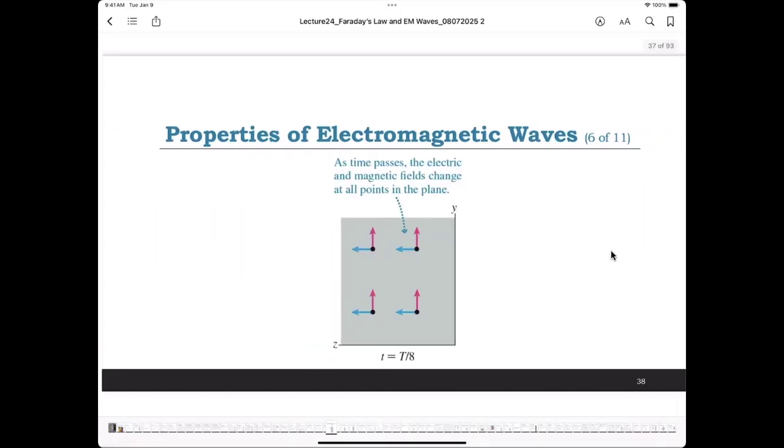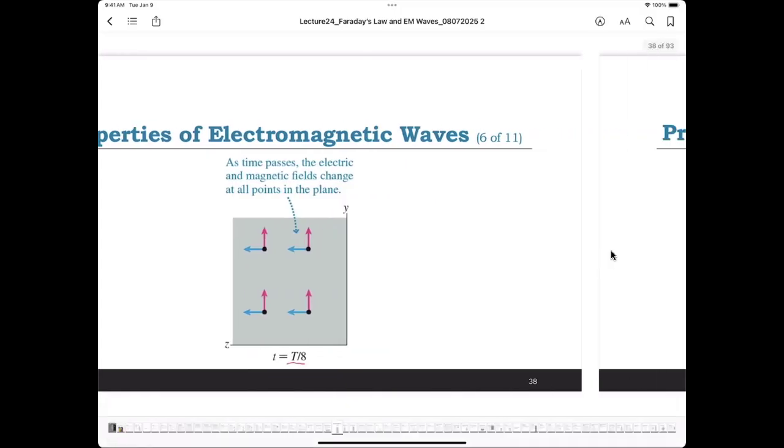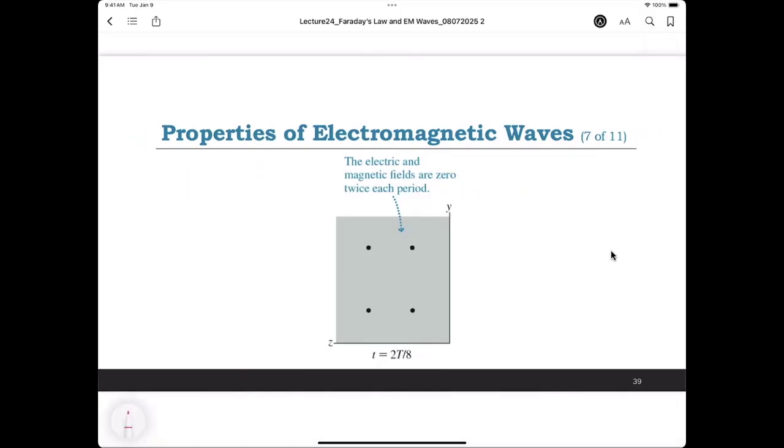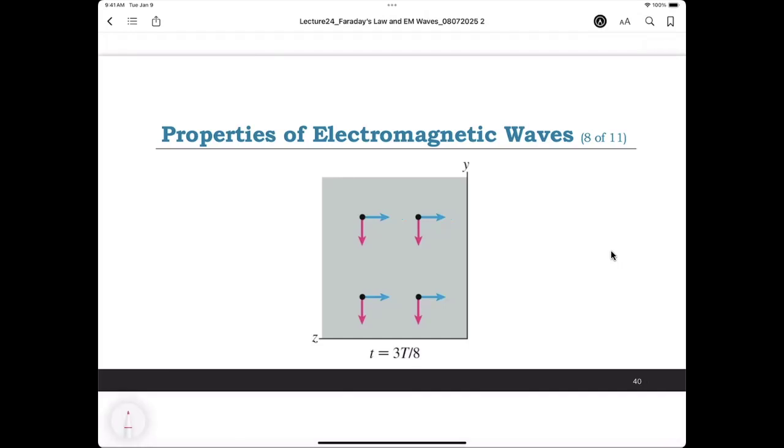And as time passes, this is t equals the period divided by 8. As time passes, the electric and magnetic fields change at all points in the plane, at the same time. Twice each period, you can see the electric and magnetic fields become 0, and then they increase at the same time.